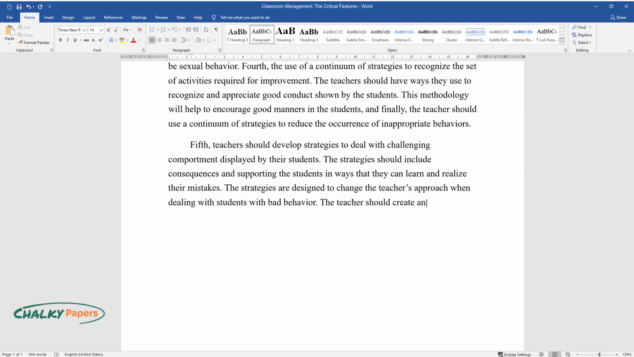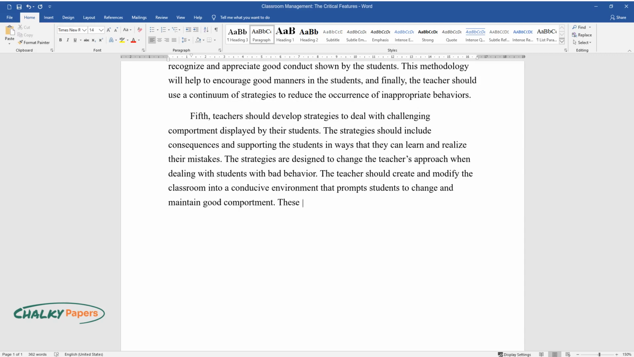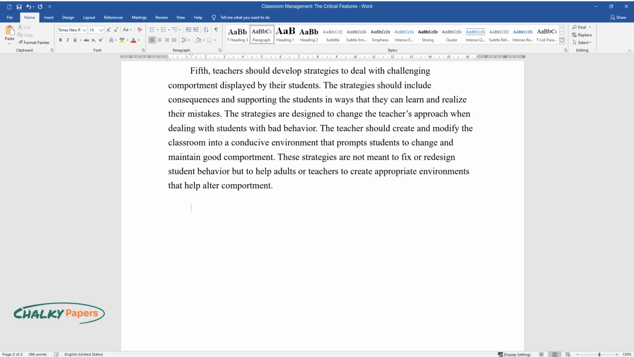The teacher should create and modify the classroom into a conducive environment that prompts students to change and maintain good comportment. These strategies are not meant to fix or redesign student behavior but to help adults or teachers to create appropriate environments that help alter comportment.